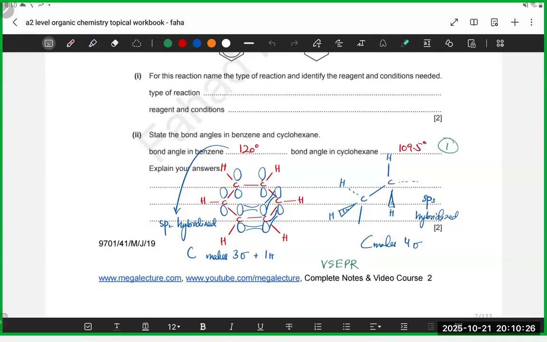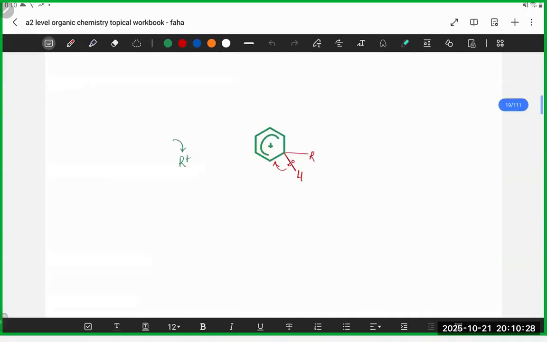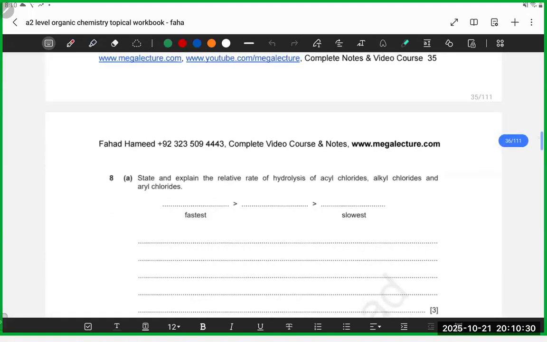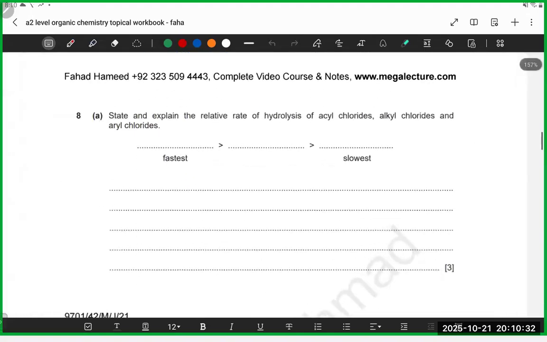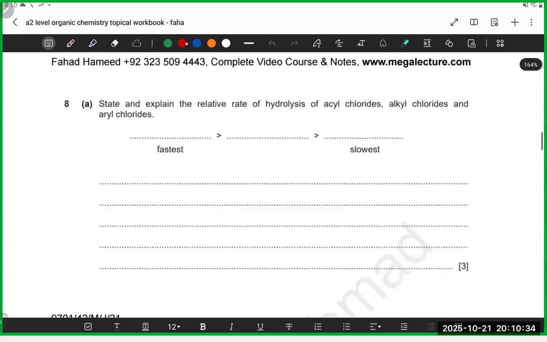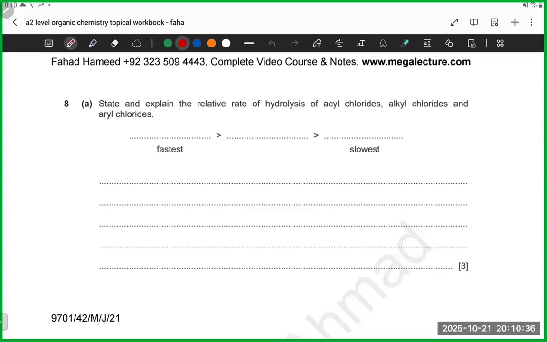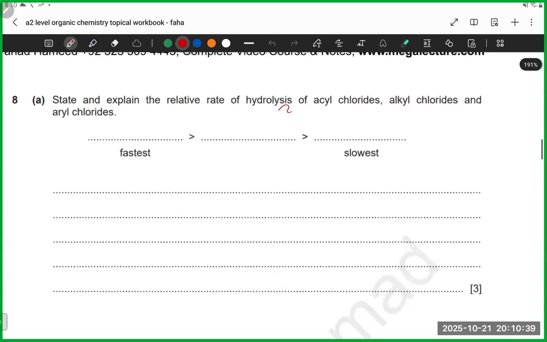Okay, I'll show you what kind of questions come. Page 36. Okay, so you can see it's exactly the same question. What he's saying is: explain the relative rate of hydrolysis of acyl chlorides, alkyl chlorides, which is basically halogenoalkanes, and aryl chlorides, which are basically chlorobenzene.